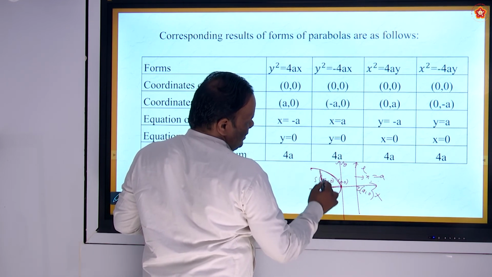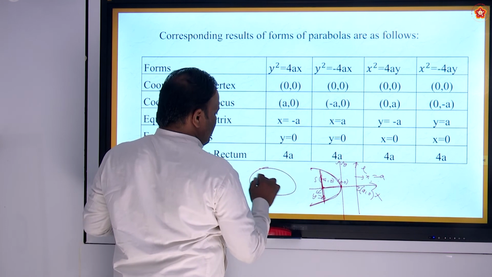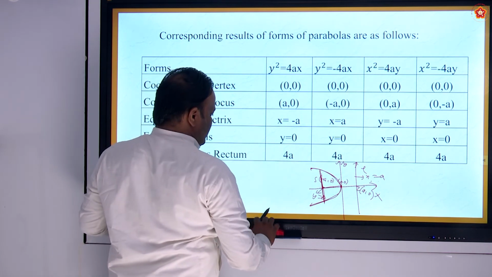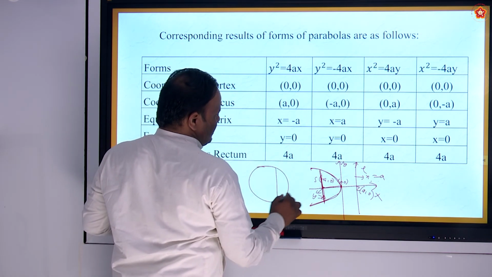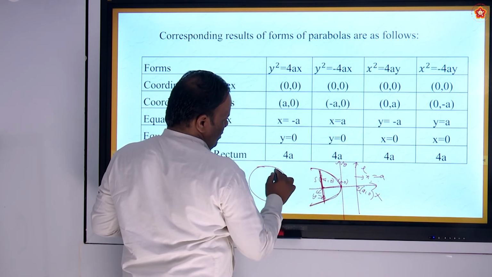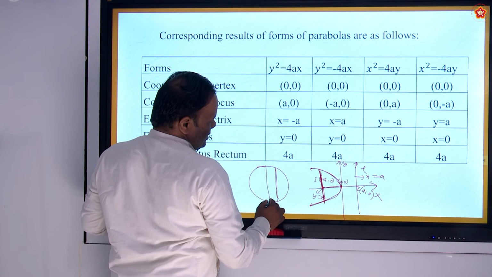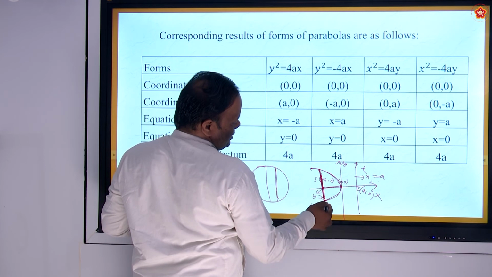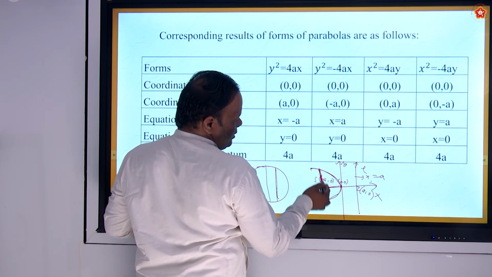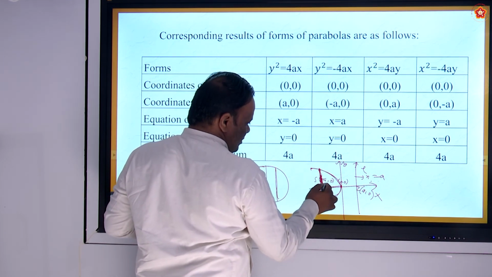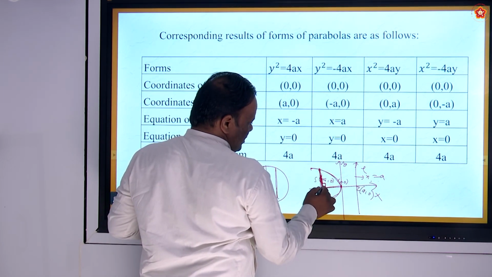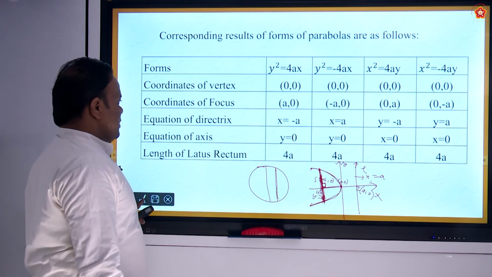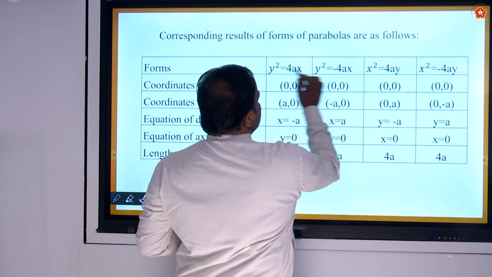And length of LR. In a circle we know what we call a chord. The biggest chord is the diameter. Like that, here in the parabola, if a line passes through the focus and joins any two points of the parabola, perpendicular to the x-axis, passing through the focus, this is called the latus rectum. The length of the latus rectum is always 4a in any form of parabola.